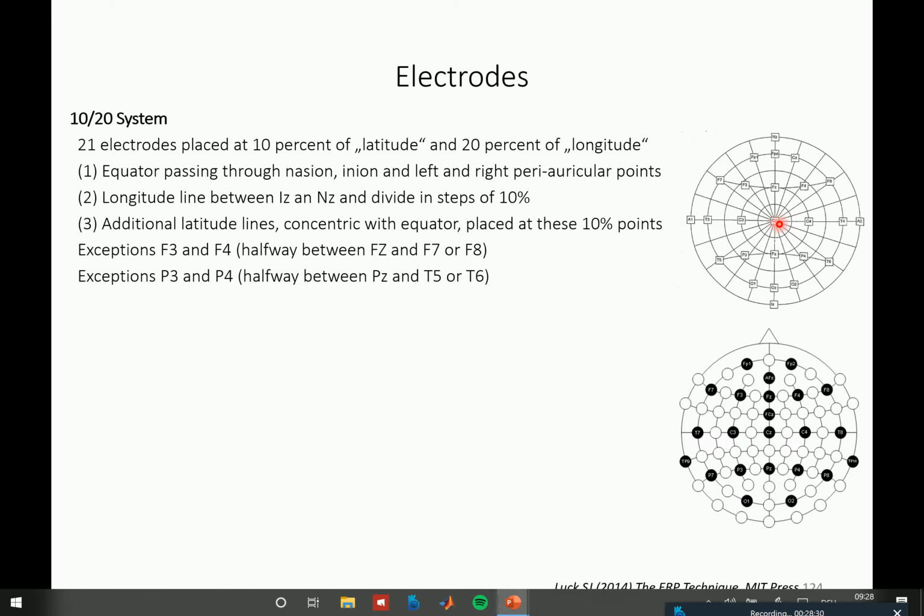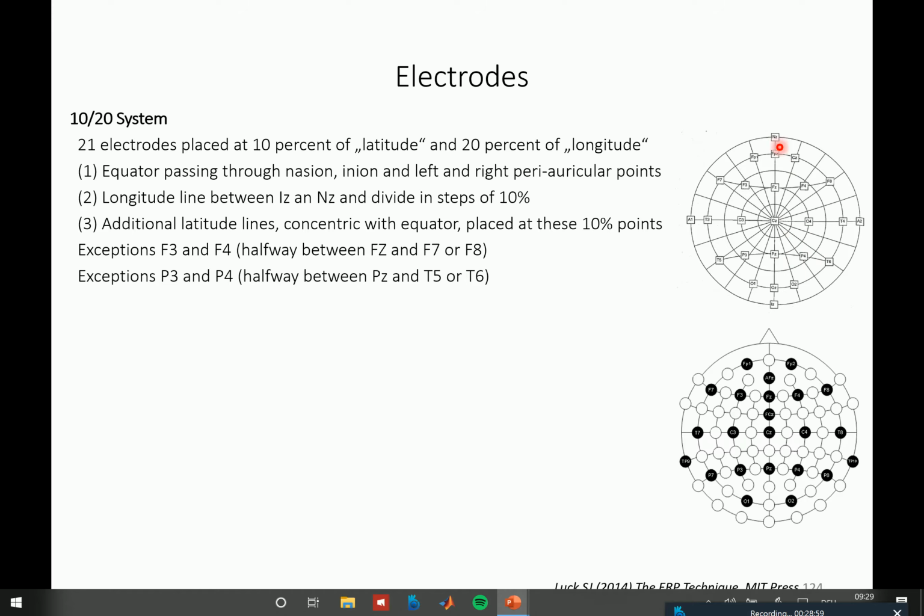This is something that you also have to do with these electrode caps. So you basically have to find the middle between the inion and the nasion in this longitude direction, which you can measure. Here the idea is that you, of course, divide it then into steps of 10%, which for 36 centimeters would be 3.6 centimeters.